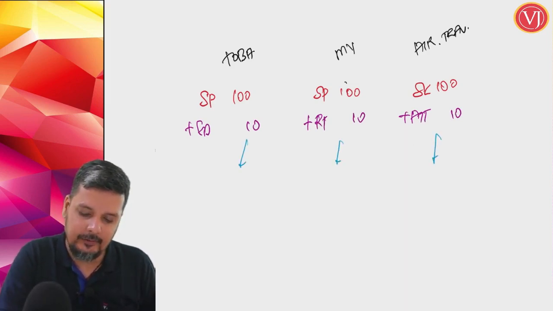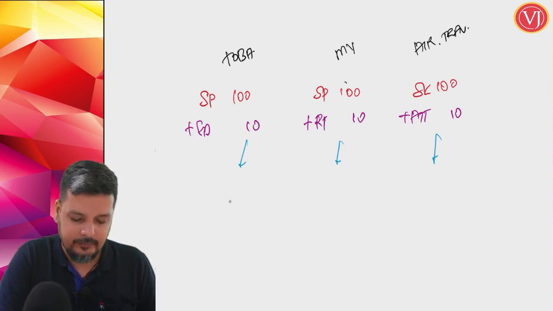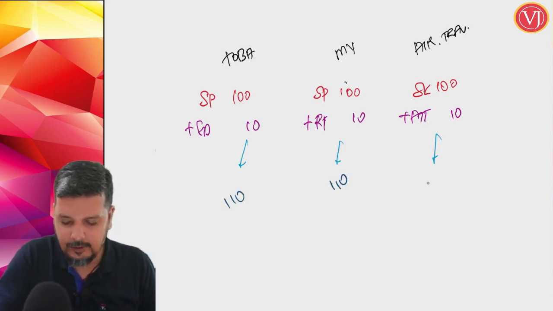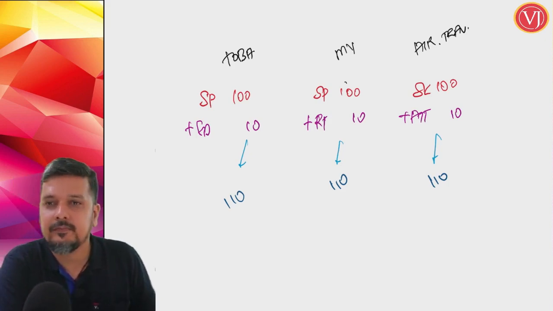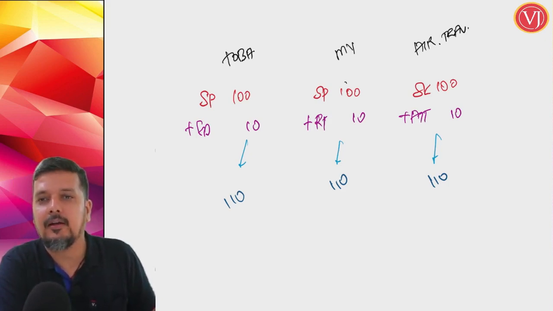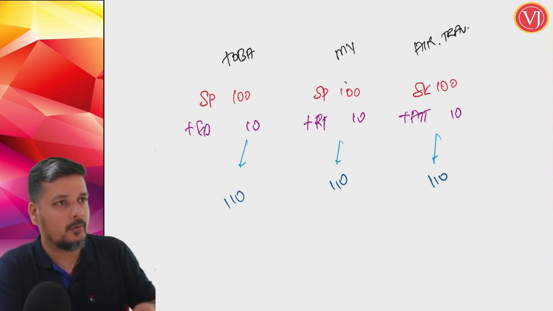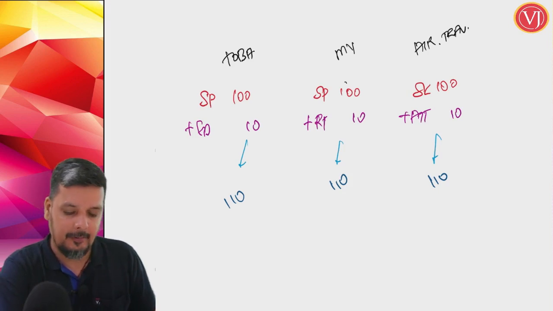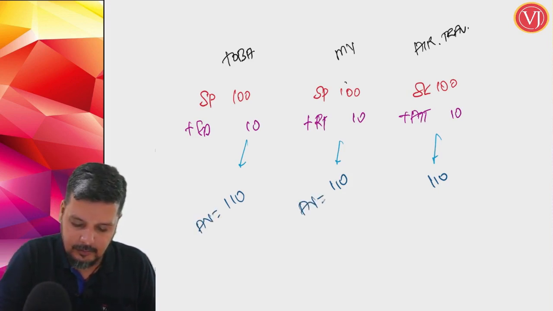What is the assessable value? What will be the assessable value? 110. Simple. It is on all other taxes. GST will come in the end. So GST will be 110 multiplied by the rate. This is the value. What will be GST? Value multiplied by rate. So this would be the assessable value.